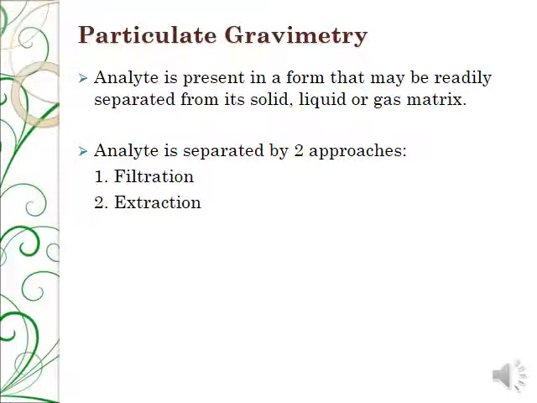The last part of gravimetry is particulate gravimetry. This is where the analyte is present in a form that may be readily separated from its solid, liquid or gas matrix. Depending on whether it's separated from a solid form, liquid form or gas matrix, the approach will differ. There are two approaches: the first is filtration, the second is extraction. Normally if it's in liquid form, then we use the extraction process. If it can be separated from a solid form, then we use filtration.